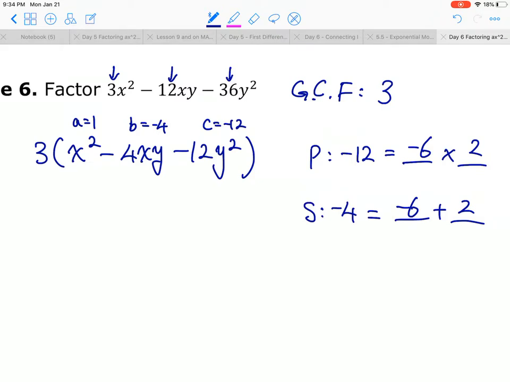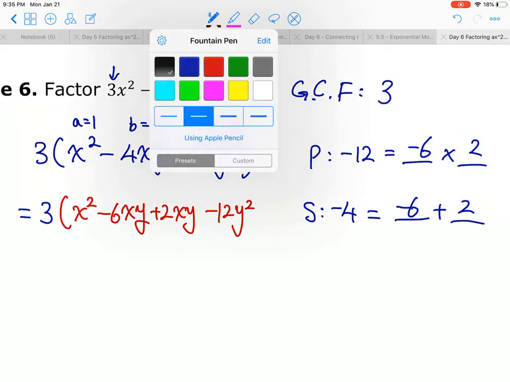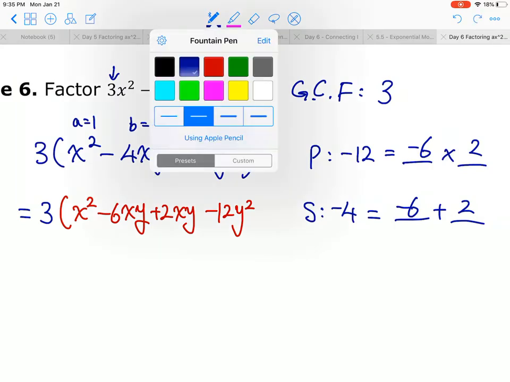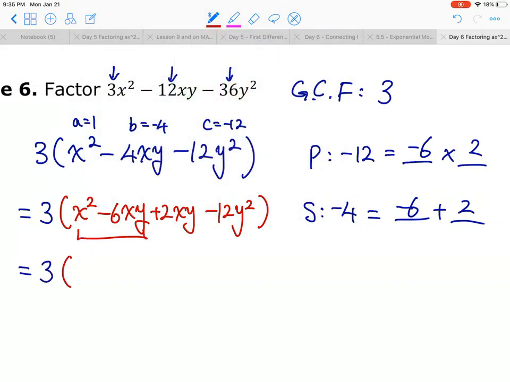Okay, so then in this case I have 3. Now I'm going to start writing in red. Then I have x squared minus 6xy. Now the reason again why xy is because we have xy over here. So then plus 2xy minus 12y squared, and then close the brackets. Not the color, red color. So then equals 3.